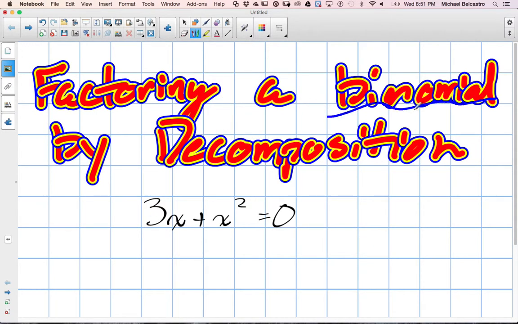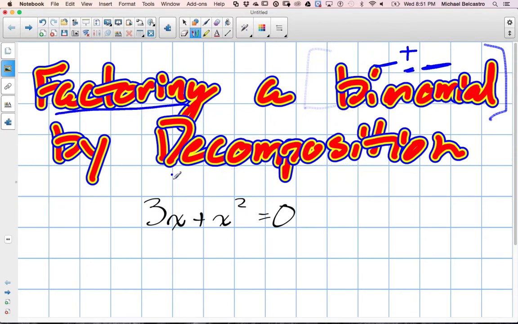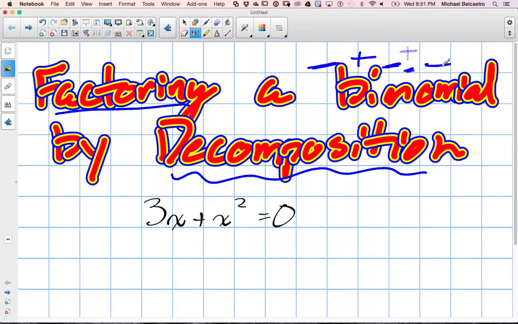Factoring a binomial by decomposition. The reason I've specified a binomial is that there are only two terms, two values separated by a plus or a minus sign. Normally when we do factoring by decomposition, we're working with three terms, in what they call the standard form.